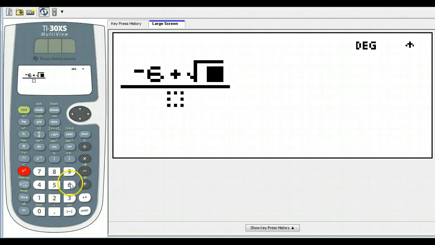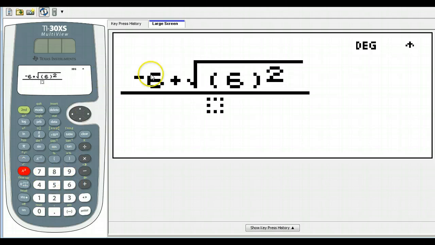b squared. Okay, if you're wondering why I put this in parentheses, I really did not have to put this in parentheses, but sometimes the b value is negative. And if this were -6, it would have to be in parentheses to get the correct answer. So I'm just trying to model for you using parentheses. In case this is ever negative, it will matter. But this time I could have skipped it.